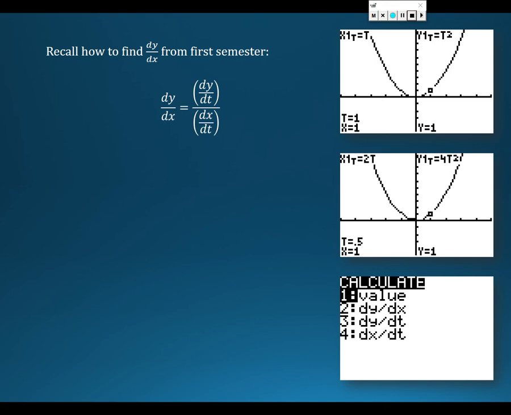So, like I said, from first semester, dy/dx is just this stack: change in y over change in t, over change in x over change in t. In some sense, you can think the dt's cancel out. That's an okay way to think about it. It's not 100% mathematically rigorous because we're dealing with infinitesimals. But that is just a recapitulation of the chain rule.